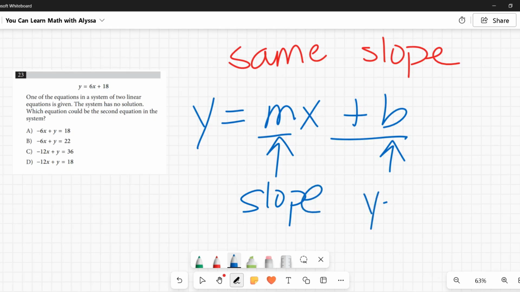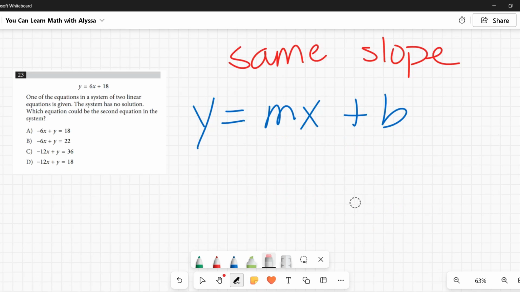I keep writing "slop." Why am I doing that? I'm writing and then I'm moving on before I finish the word. The b is going to be the y-intercept. Yes, I know how to spell slope. My brain's moving on and saying, you don't need to finish that word. Nah, don't do it. Just write "slop." And so the y-intercept is the b.